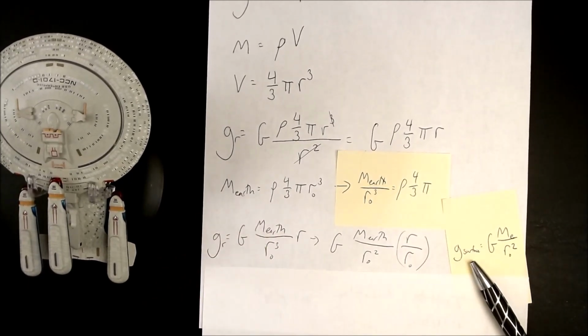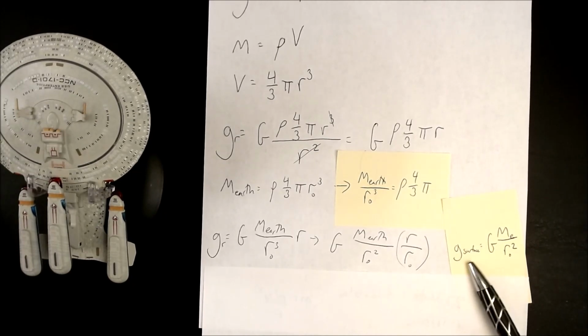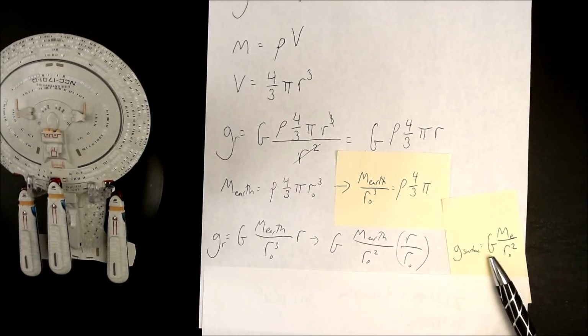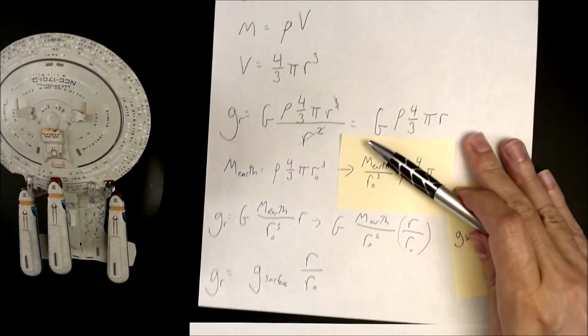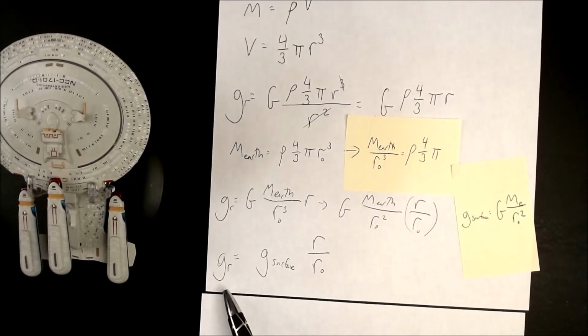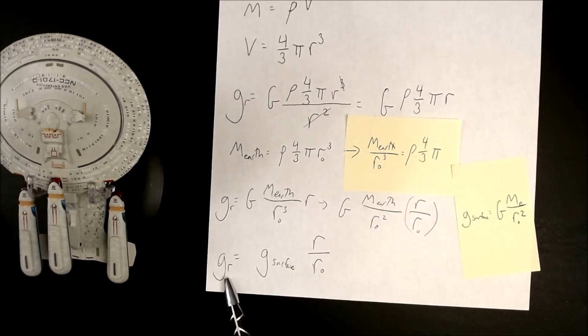Well, remember, the gravity at the surface of the Earth, the acceleration due to gravity, is G times the mass of Earth divided by the radius of the Earth squared, which is right there. So I can replace that and say that the gravity at some random point within the Earth is going to be equal to the gravity on the surface of the Earth times the radius that you are at divided by the radius of the Earth.